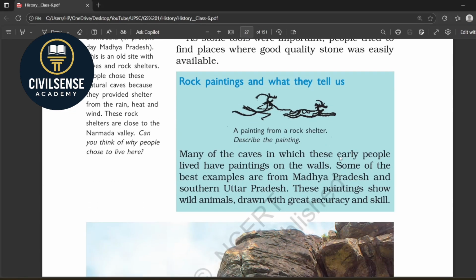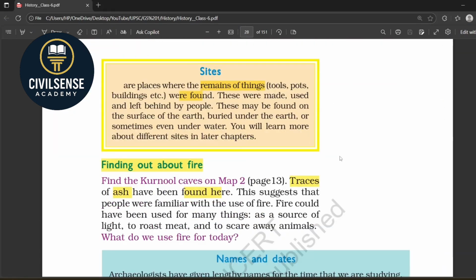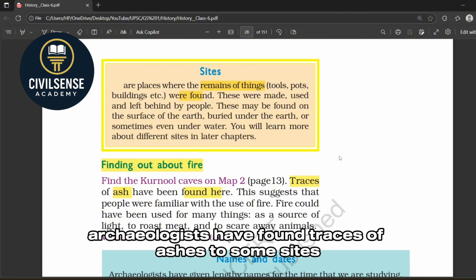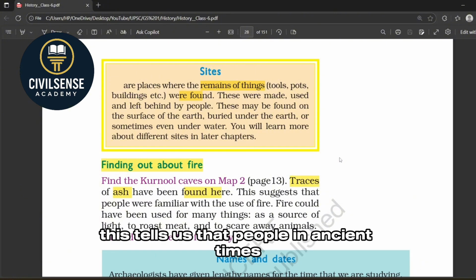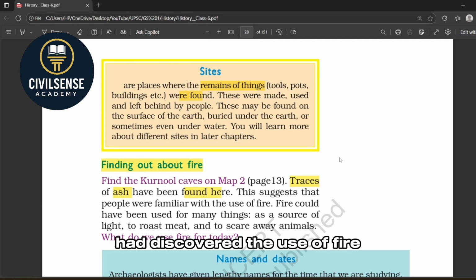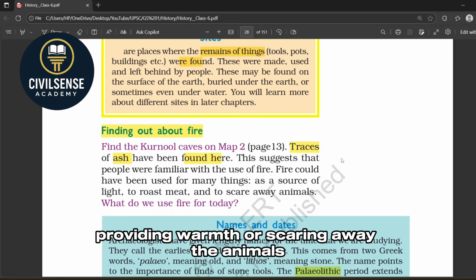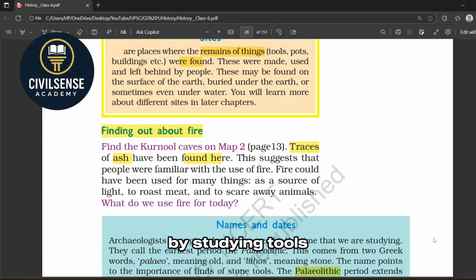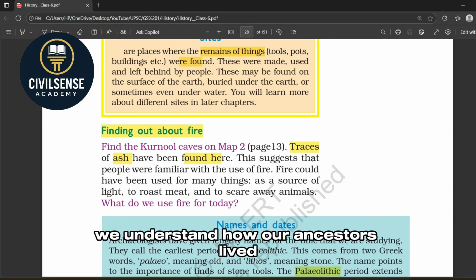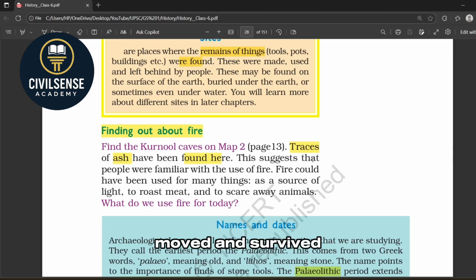Now, finding about the fire. Archaeologists have found traces of ash at some sites. This tells us that people in ancient times had discovered the use of fire. They might have used it for cooking food, providing warmth, or scaring away the animals. So by studying tools, sites, and traces of fire, we understand how our ancestors lived, moved, and survived.